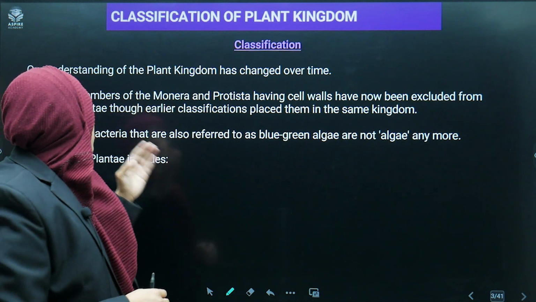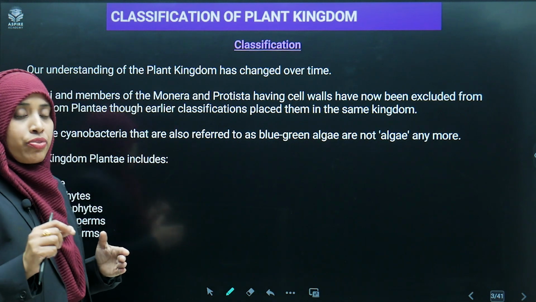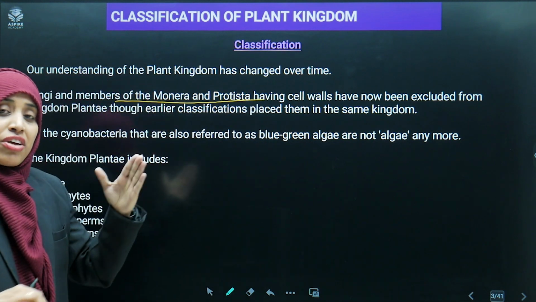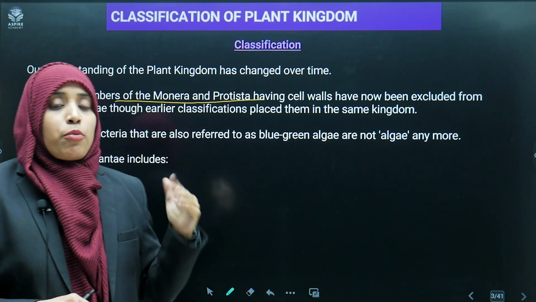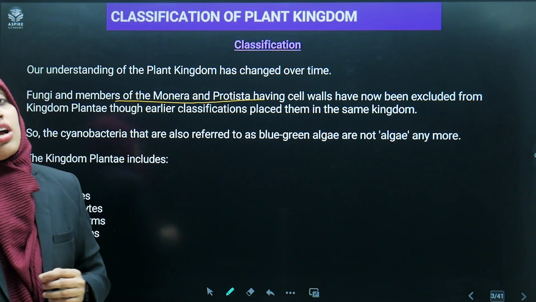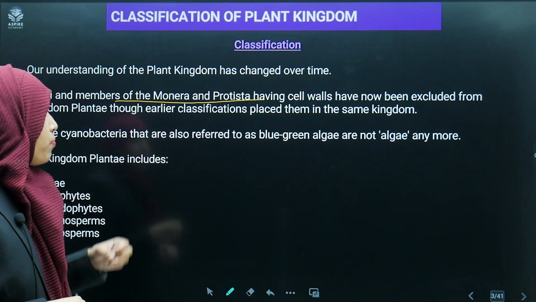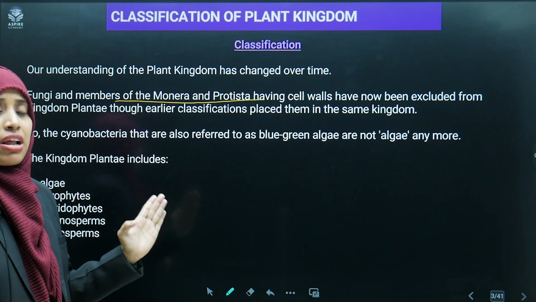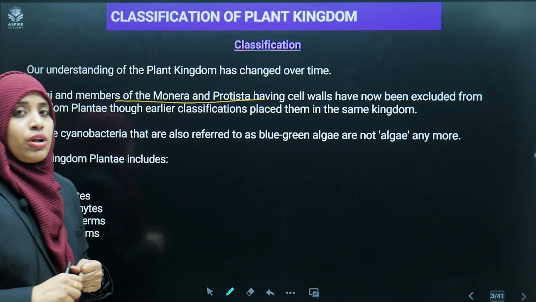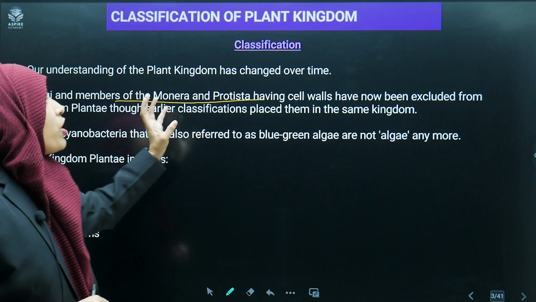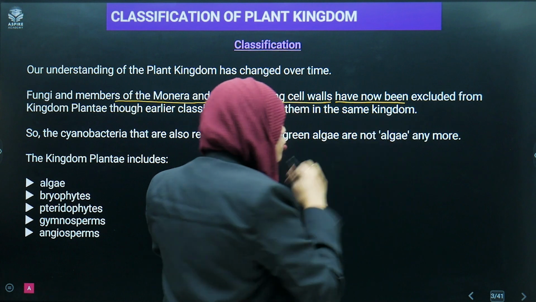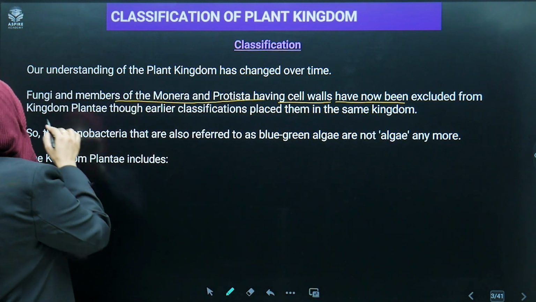The fungi was also a member of the Monera and the Protista, having a cell wall. So we have seen Monera, Protista, Fungi, Plantae, Animalia. This was the 5 kingdom classification जो कि R.H. Whittaker के through given था. Whittaker has given the 5 kingdom classification which is still being followed. Previously the fungi was among Monera and Protista, having cell walls, and have now been excluded from the kingdom Plantae.